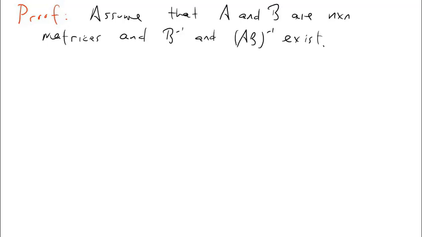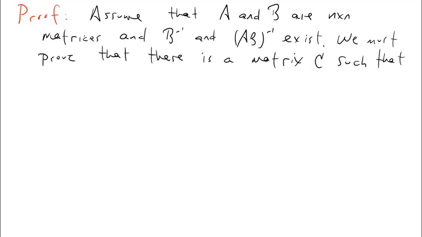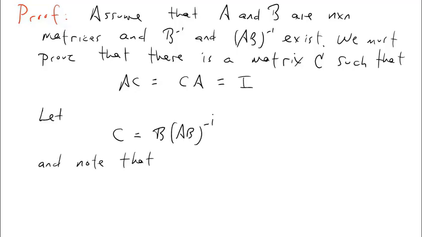So here's the proof. Assume that A and B are n by n matrices and that B inverse and the inverse of the product A times B exist. To show that A is invertible, we must prove that there exists a matrix C such that A times C equals C times A equals the identity matrix. So again, as above, we let C equal B times the inverse of AB.